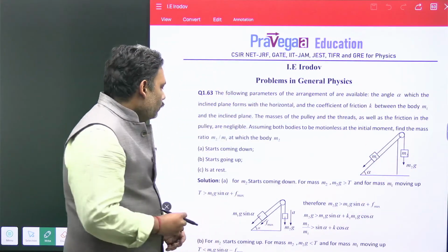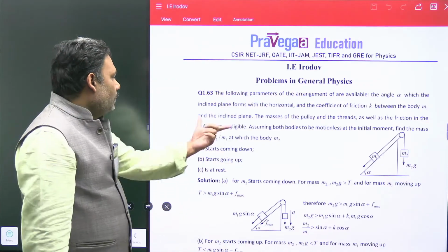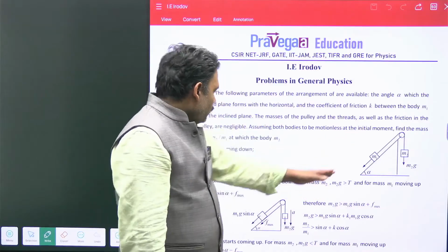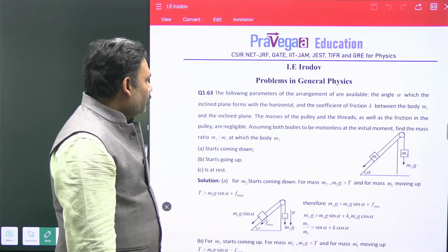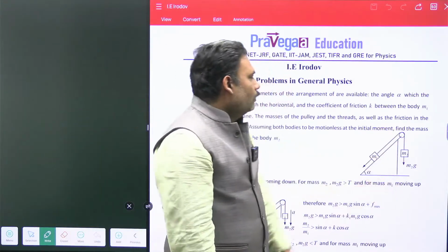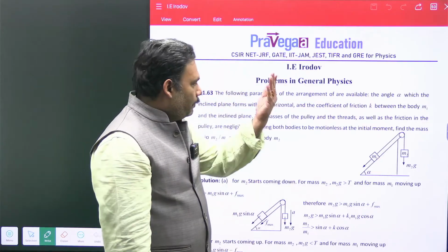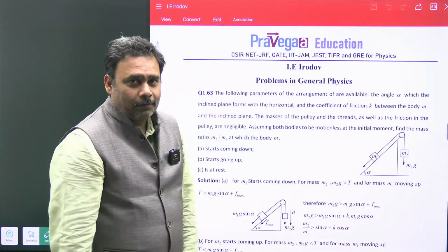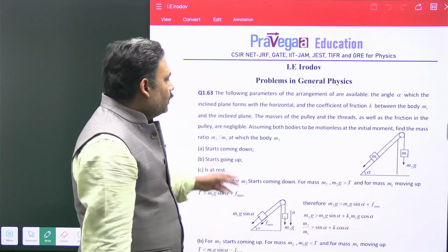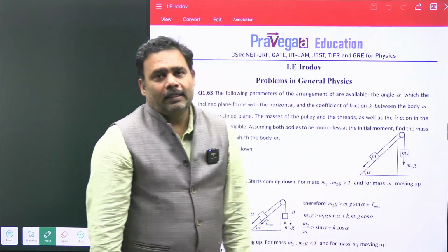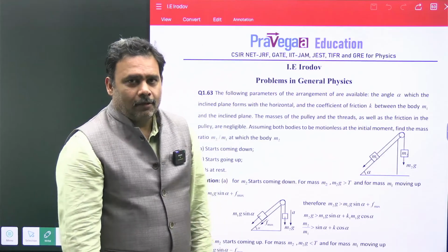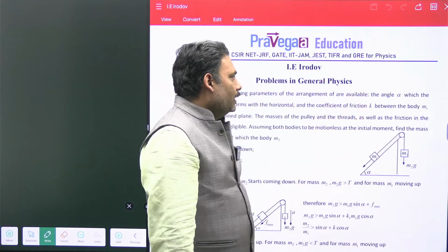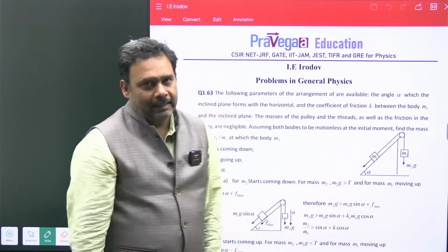What do we have to do? We have to find the ratio between m2 and m1 such that mass m2 will go down and m1 will go up, or m2 will go up and m1 will go down, or the masses will remain at rest. So there are three questions to solve. Once we solve the first two, the third will be very obvious; we only have to do some analysis. The coefficient of friction is given as k, and the angle of inclination is alpha.